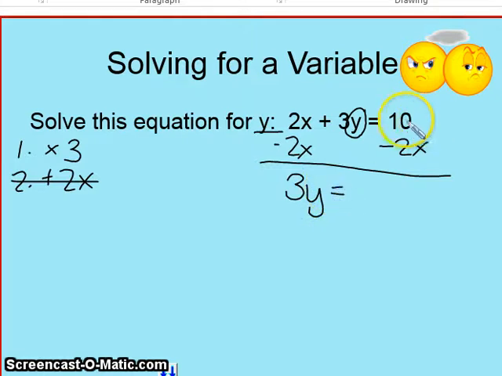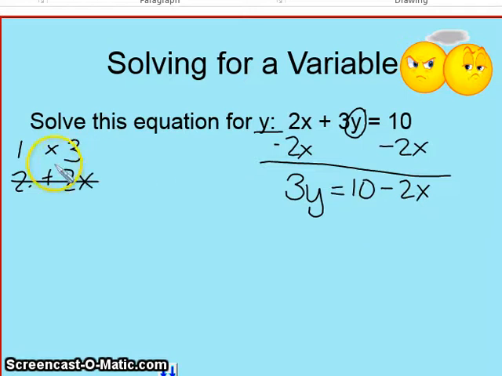Now on the right side, 10 and negative 2x are not like terms. They don't have the same variables to the same powers, so I cannot combine them. So instead of combining these two, I'm just going to write them as is. 10 minus 2x.